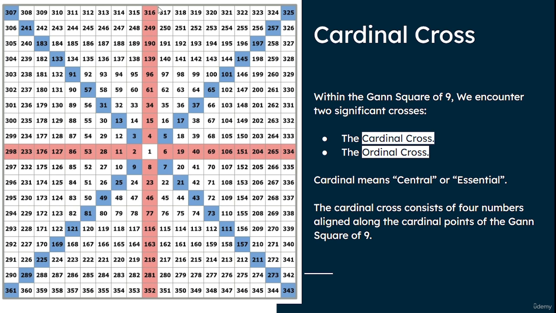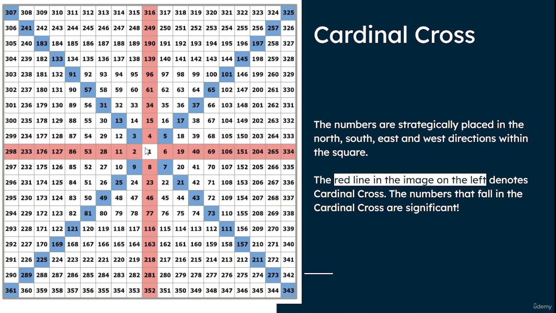Cardinal means central or essential, and the cardinal cross consists of 4 numbers that are aligned in the cardinal points of the square of 9. The cardinal points are this part, the 4, 2, 6, 8. The red line in the image on the left denotes the cardinal cross, and the numbers that fall on the cardinal cross are significant.